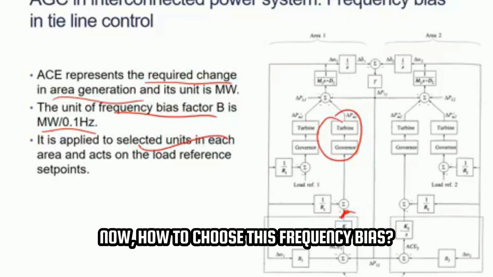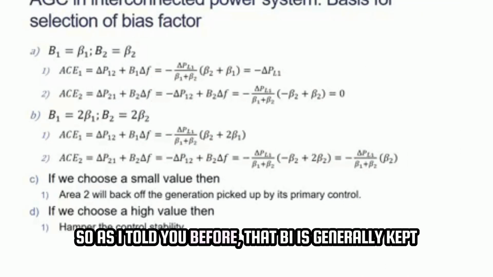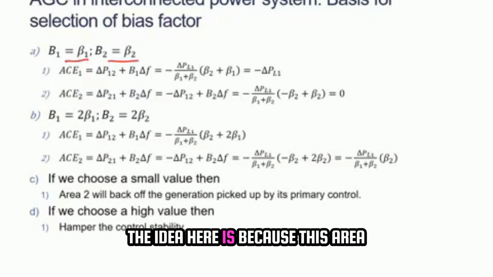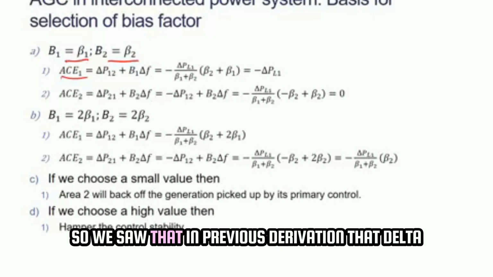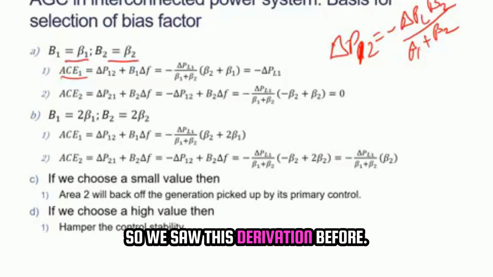Now how to choose this frequency bias? As I told you before, B1 is generally kept at beta 1 and B2 is generally kept at beta 2. The idea here is, if you just put these values of beta 1 and beta 2 in area control error 1, we saw in the previous derivation that delta P12 was delta PL times beta 2 by beta 1 plus beta 2. So we saw this derivation before.